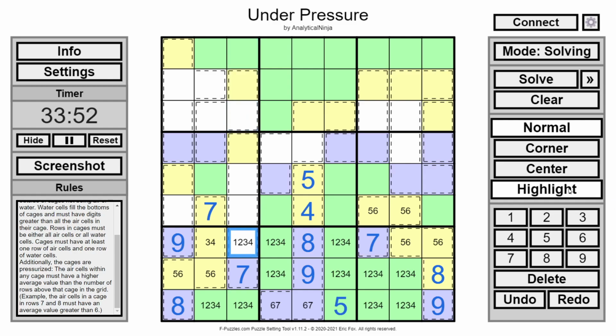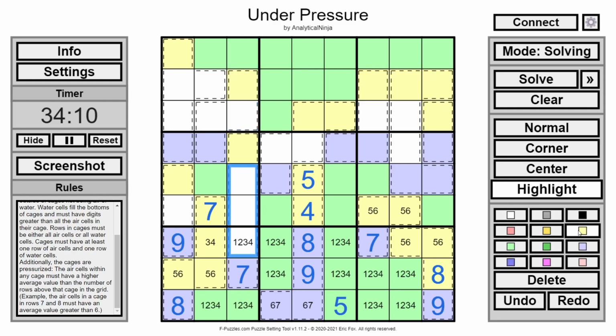This must be an air cell, right? Because even if we made this a water cell, even if we put a 4, the highest digit we could put in the air cell would be 3 itself, and we need the average to be greater than 3. So this must be an air cell, which makes both of those air cells as well.